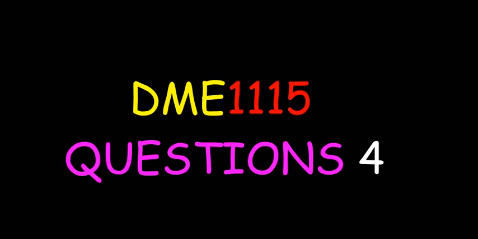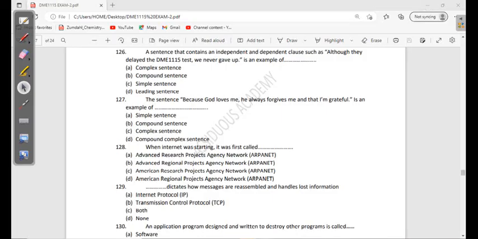We continue with more questions. 126. A sentence that contains an independent and dependent clause, such as "Although they delayed the test, we never gave up," is an example of a complex sentence, compound sentence, simple sentence, or leading sentence. What do you think?